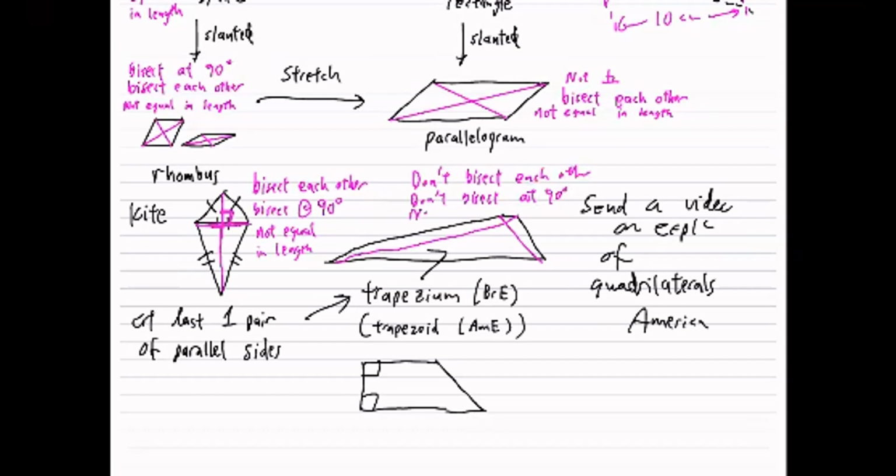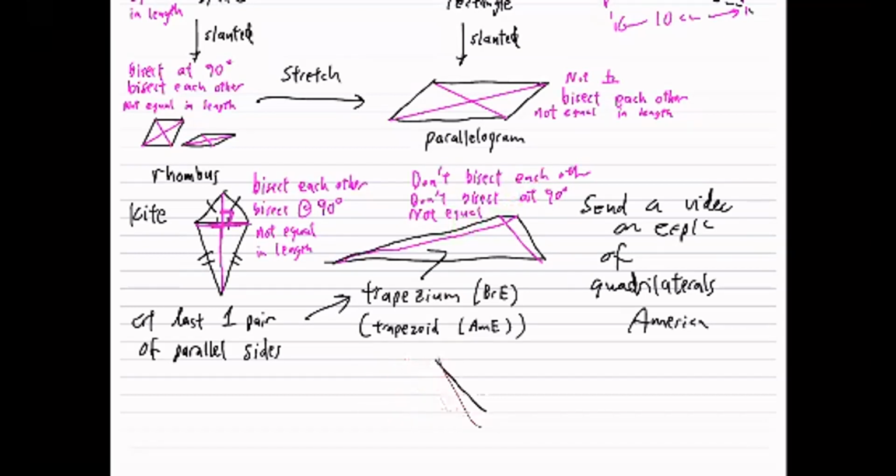Also they are not equal. May not be equal. Okay, that's for this kind of trapezium in particular. But in general, there could be special cases of trapeziums that do satisfy the bisecting at 90 degrees and equal length properties. Okay, let me just get rid of this.